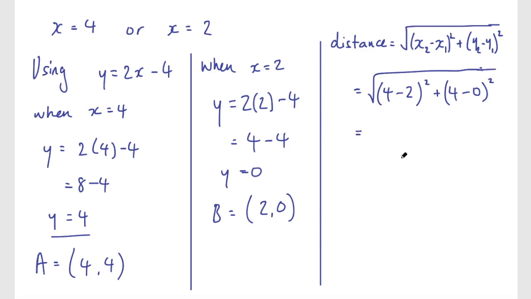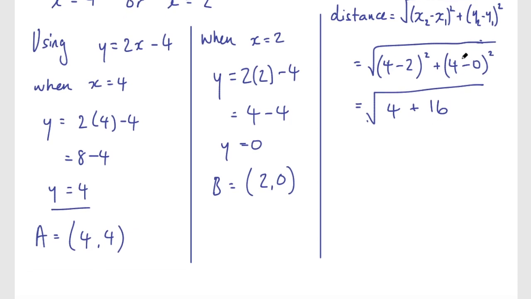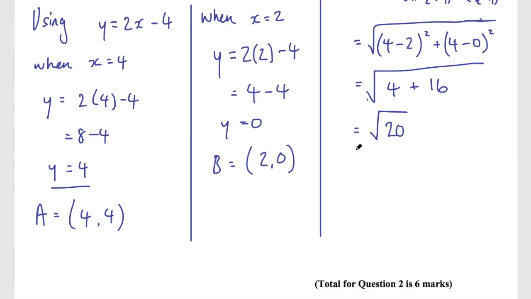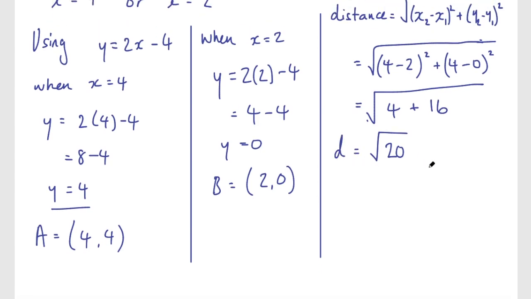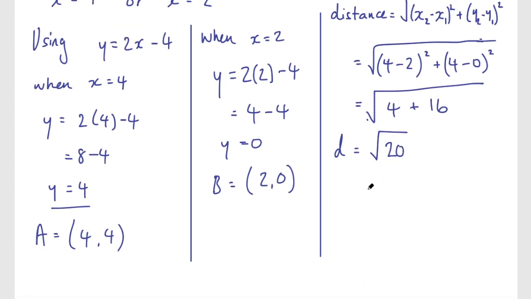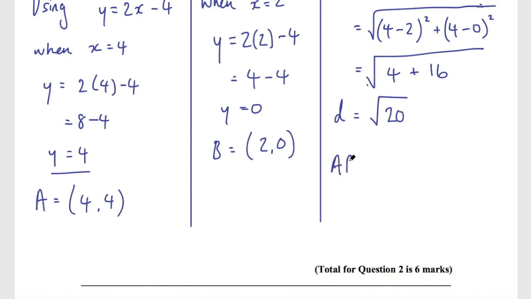Now I need to go ahead and solve this. So this is going to be the square root of 4 minus 2, that's 2 squared, that's 4. And then 4 minus 0 is 4, so 4 squared is 16. And then this will be 4 plus 16, which is 20, so this will be the square root of 20. And I'm going to leave it as that. So the distance between A and B is square root 20. So let's just finish off and say the length of AB is the square root of 20.